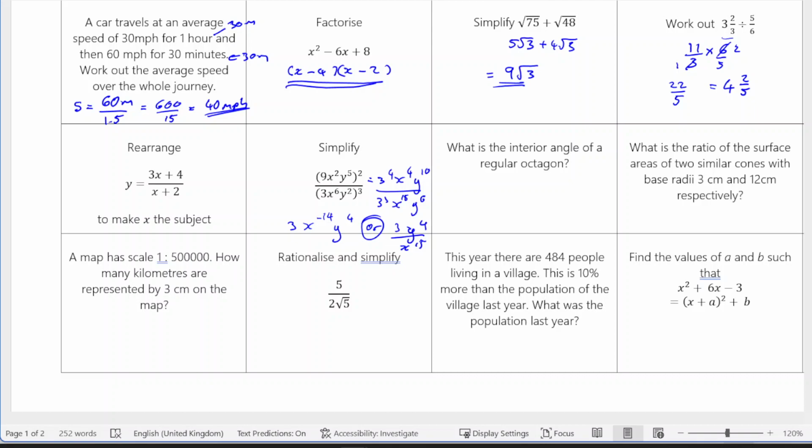Okay, what is the interior angle of a regular octagon? I don't know this off the top of my head. What I would do is work out the exterior angle first of all, which is going to be equal to 360 divided by 8. 360 divided by 8 is going to go in 45 times. So the interior angle is going to be equal to 180 minus 45. That's going to be 135.